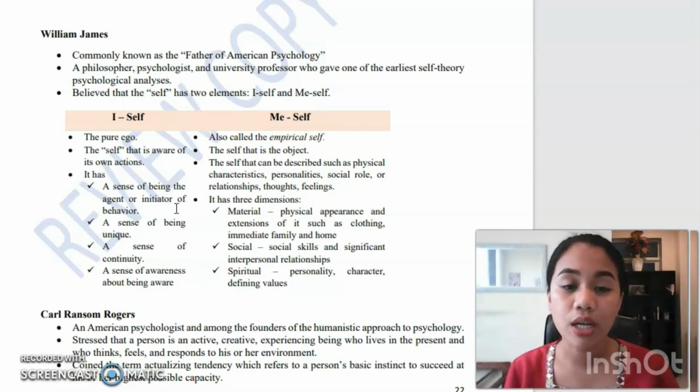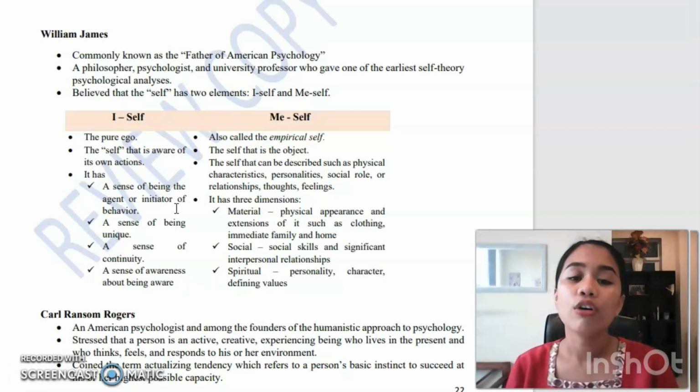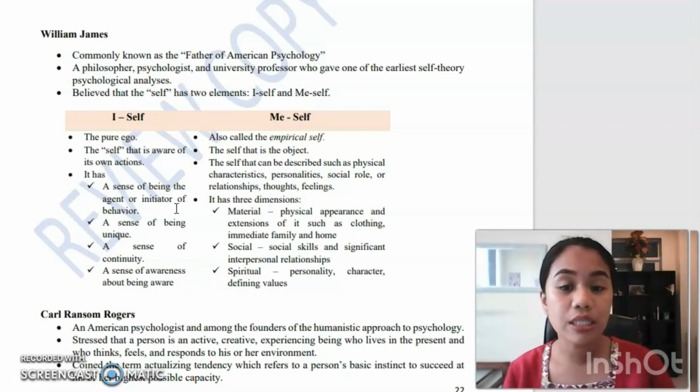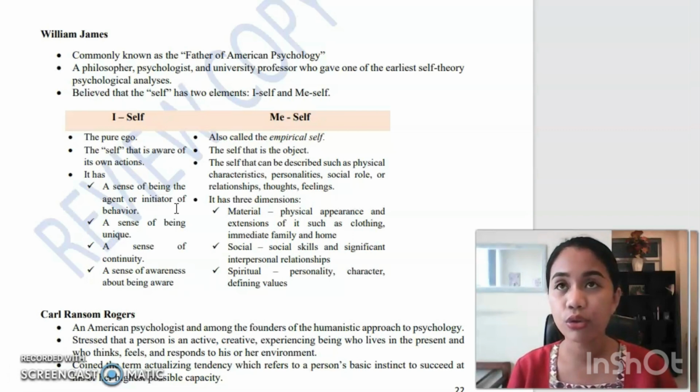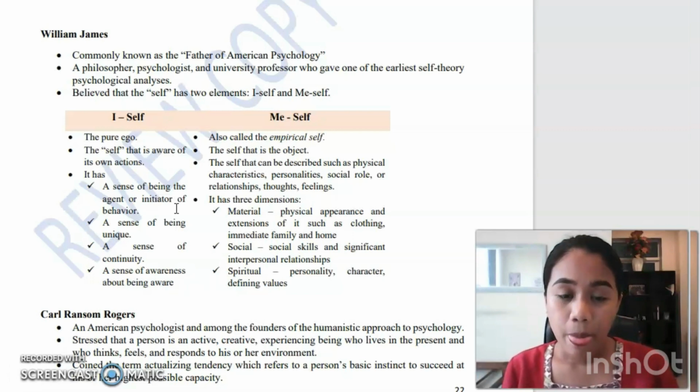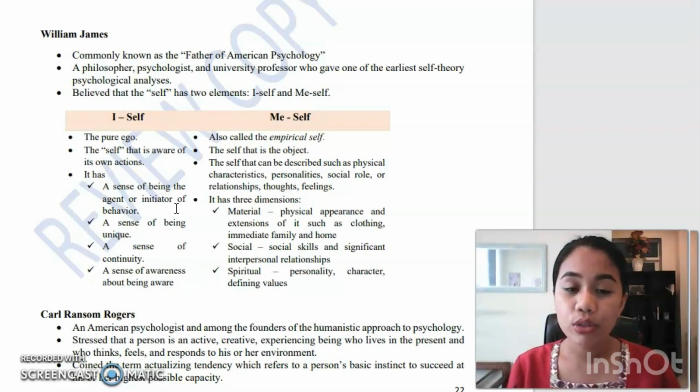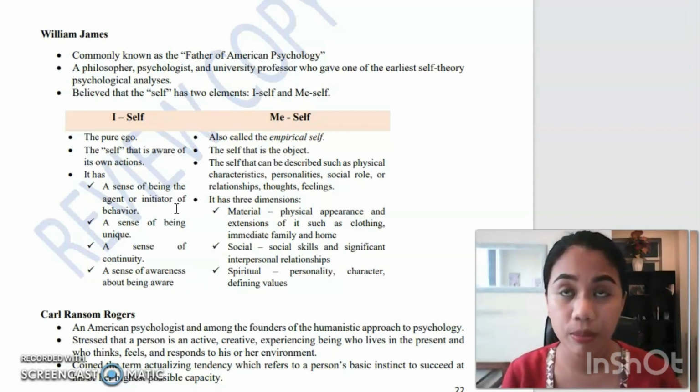Next, we have the social. Social dimension of me self are the social skills and significant internal relationships. So these are your family, this could also mean your friends and your loved ones, no? Next is your social dimension, could also be your social skills, how you talk to other people, how you treat other people, how you interact with other people.